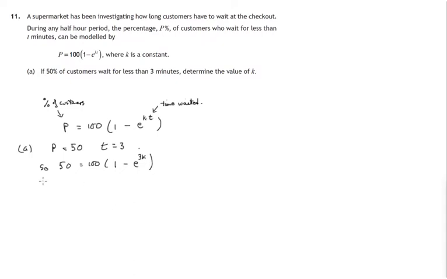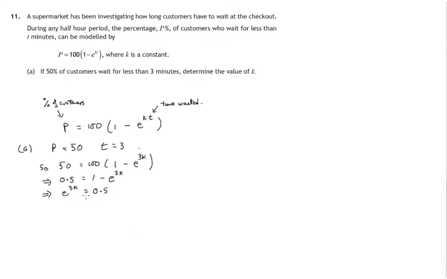So let's try and solve this equation. Let's divide both sides by 100. 50 over 100 is a half, that's 0.5. And 1 minus e to the power 3k, so that gets rid of the 100. Let's add e to the power 3k to both sides. And let's take away 0.5 from both sides. So 1 minus 0.5 is 0.5.